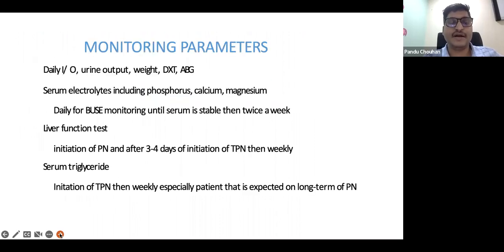So what monitoring is needed for children on total parenteral nutrition? Daily input output, weight, dextrose concentration and blood gas, serum electrolytes including phosphorus, calcium, magnesium, and daily blood urea and creatinine, and liver function test at least once a week, and serum triglycerides once a week, or at the time of increase in the lipid components.